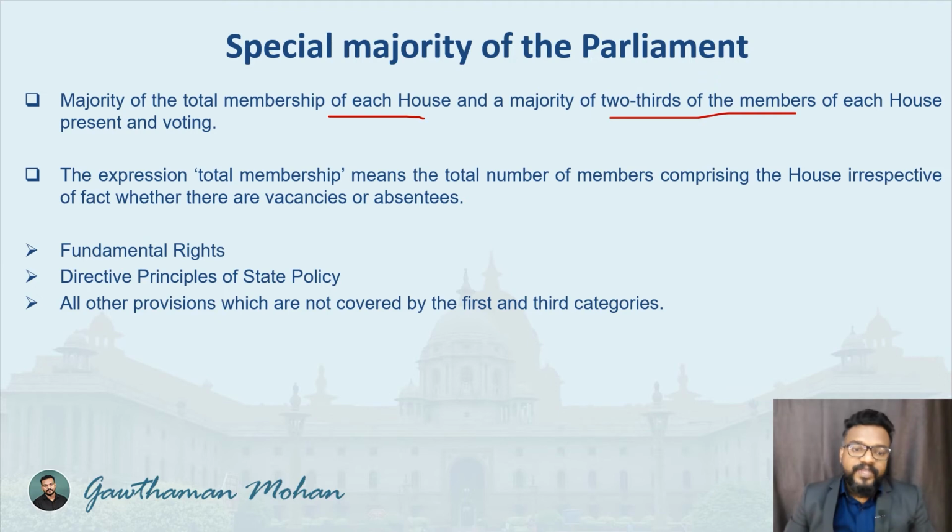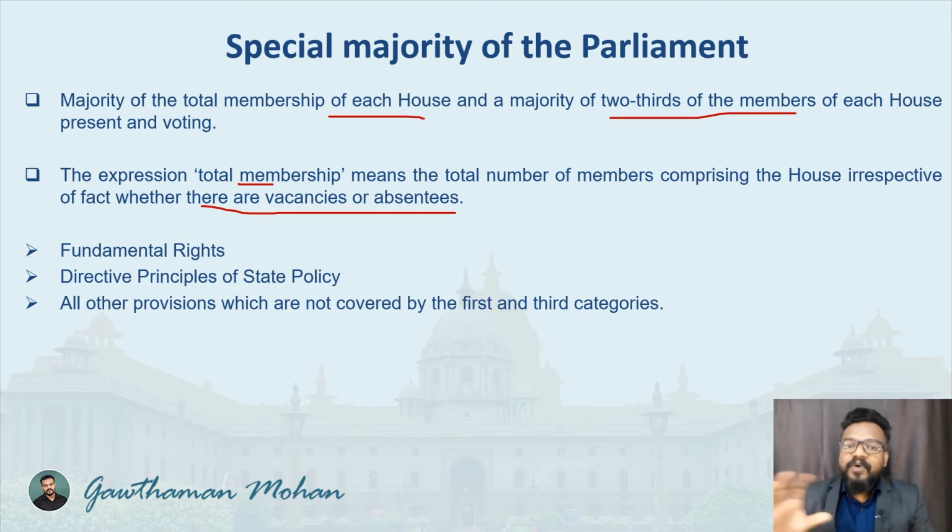So the expression total membership means the total number of members comprising the house, irrespective of the fact whether there are vacancies or absentees. That means the entire number of people in a particular house. That is the total membership of the house.